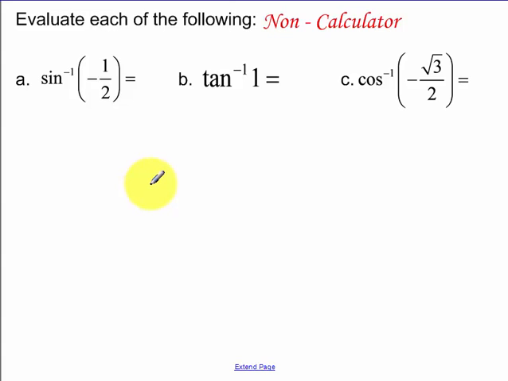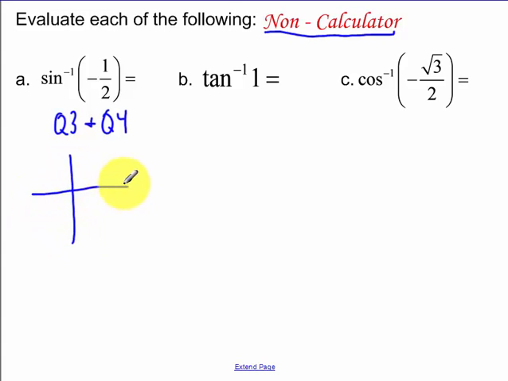Okay, evaluate each one of the following, and these would be considered non-calculator questions. Okay, inverse sine of negative 1/2. So you have to know your unit circle and go to where sine is negative 1/2. Well, sine is negative in quadrant 3 and quadrant 4. But remember, inverse sine only deals with quadrants 1 and 4. So I know I'm dealing with quadrant 4.